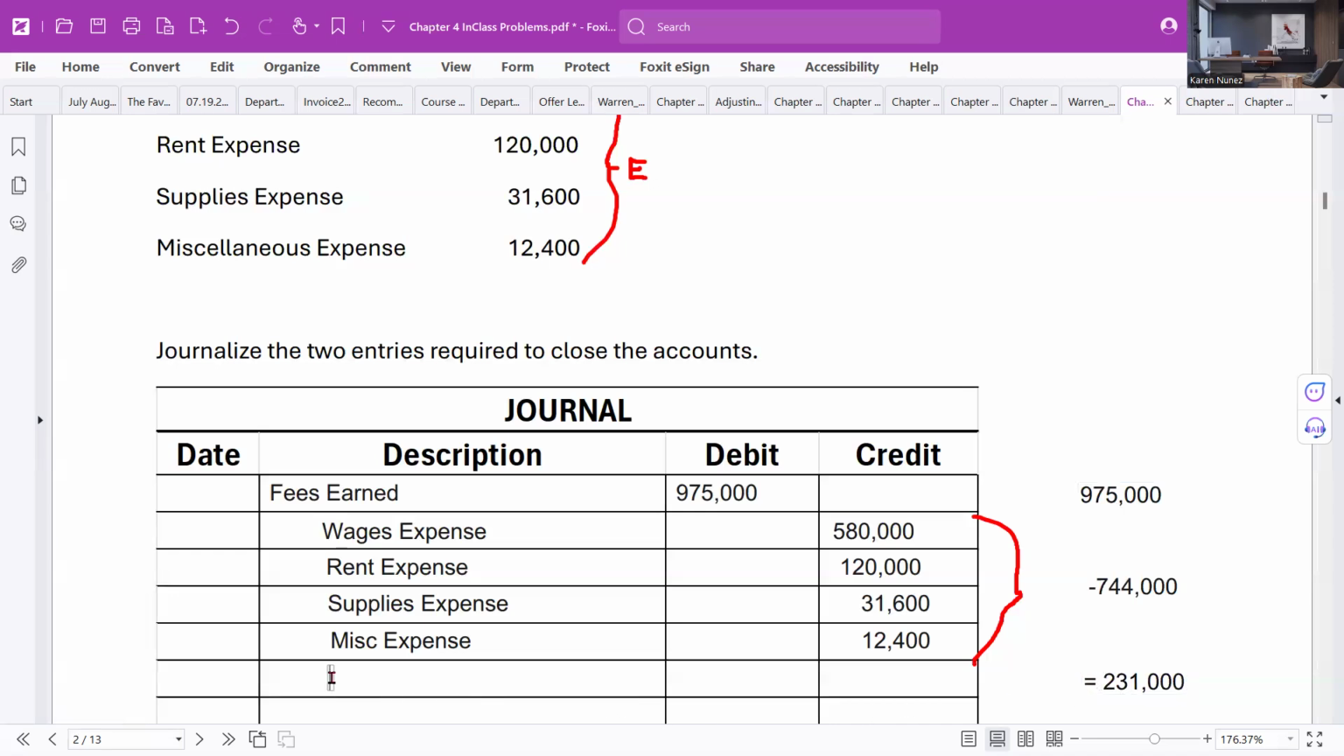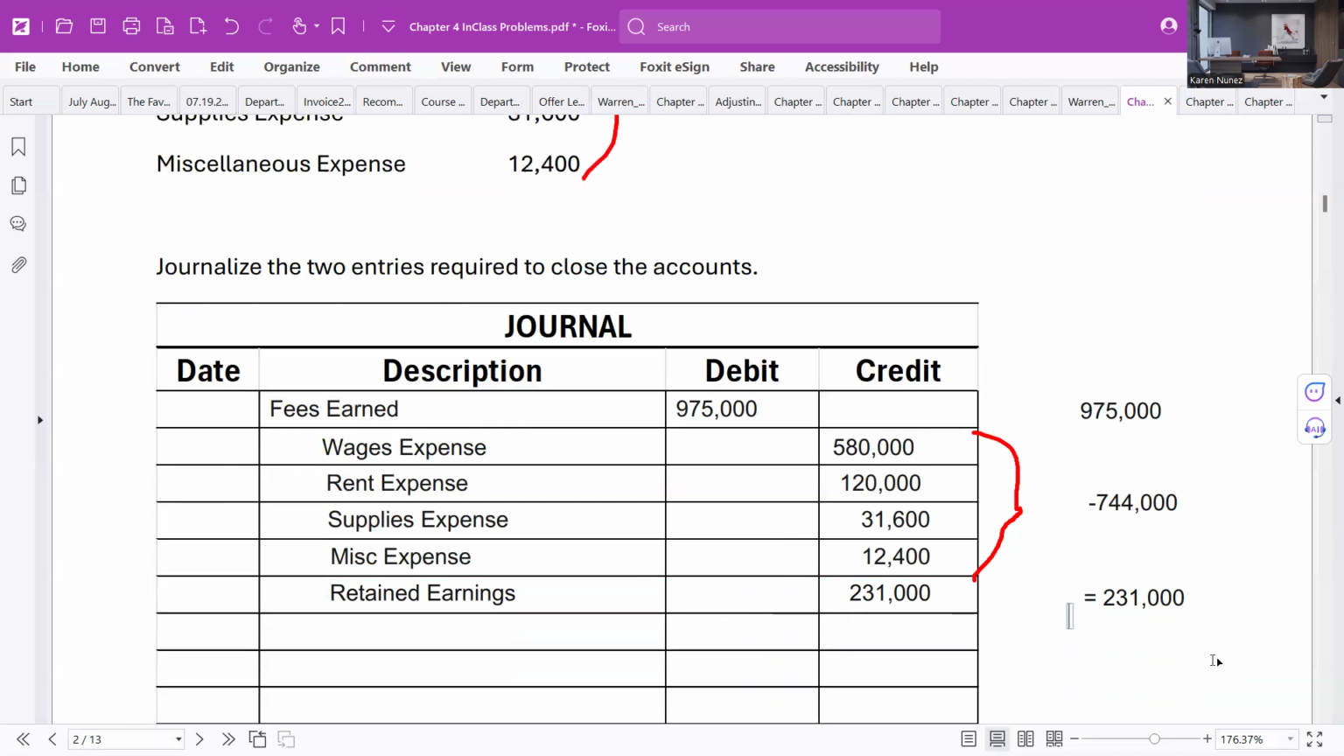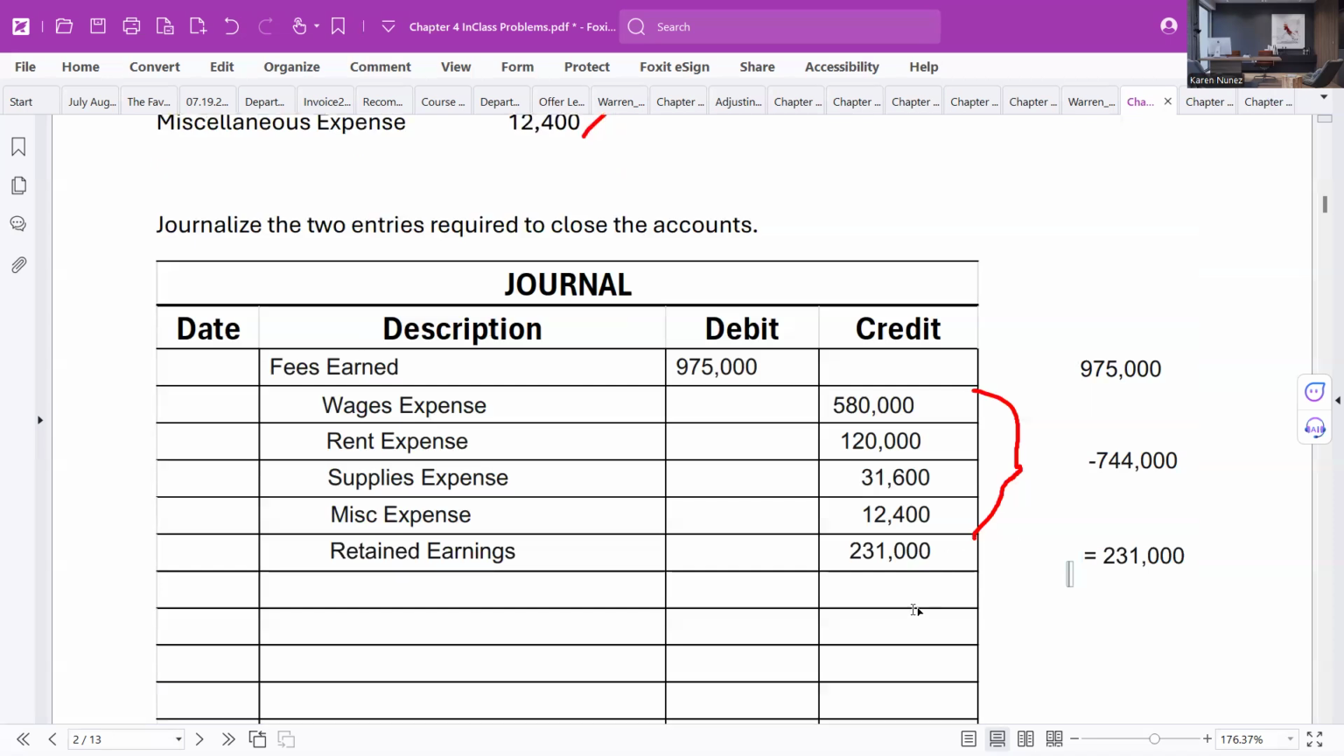And that's what goes to retained earnings. Retained earnings is going to be $231,000. We want to make sure that we close out the retained earnings for the difference between the revenue and the expenses. So now we've closed fees earned, we've closed those four expenses, and we've moved the income into the retained earnings account. That's step one. Step two now is to close the dividends account, which normally has a debit balance.